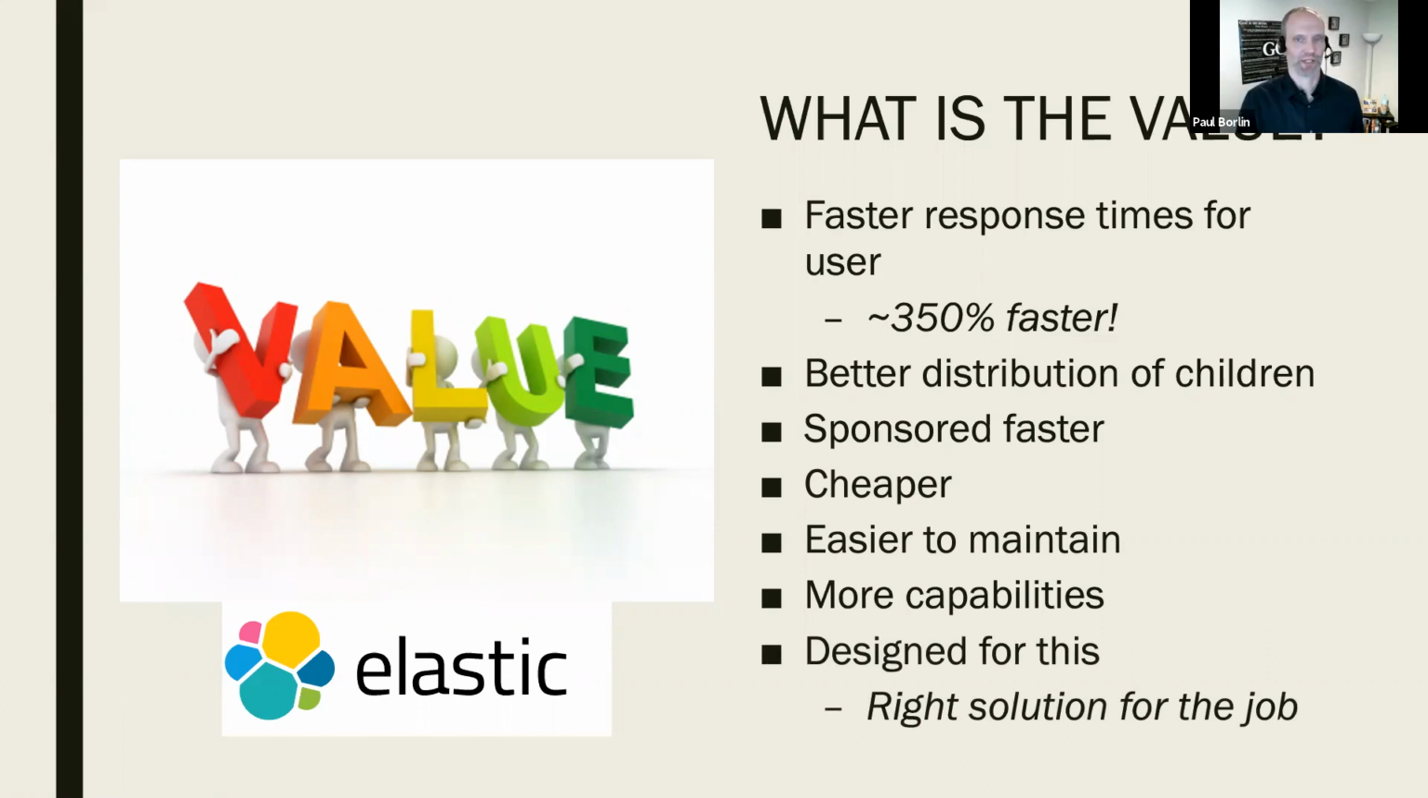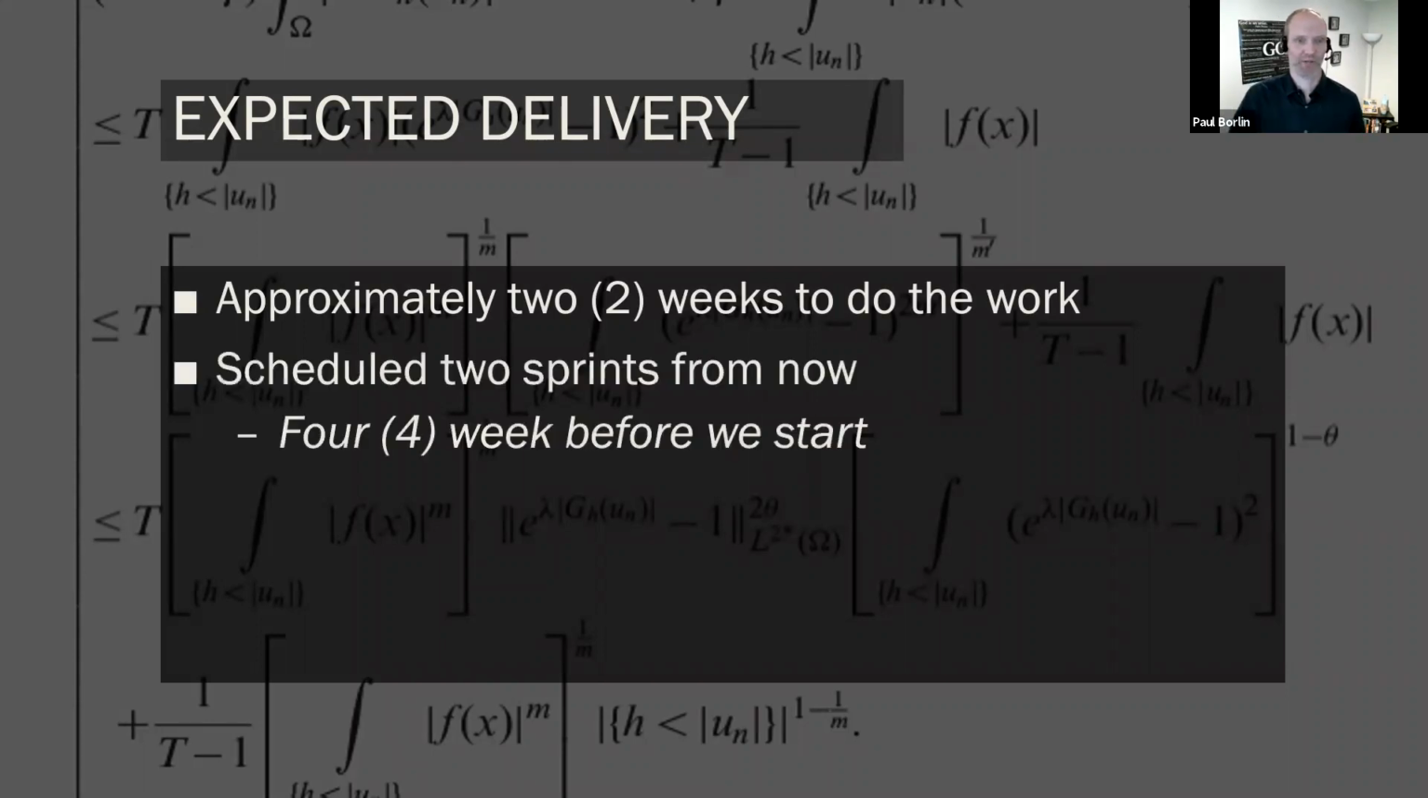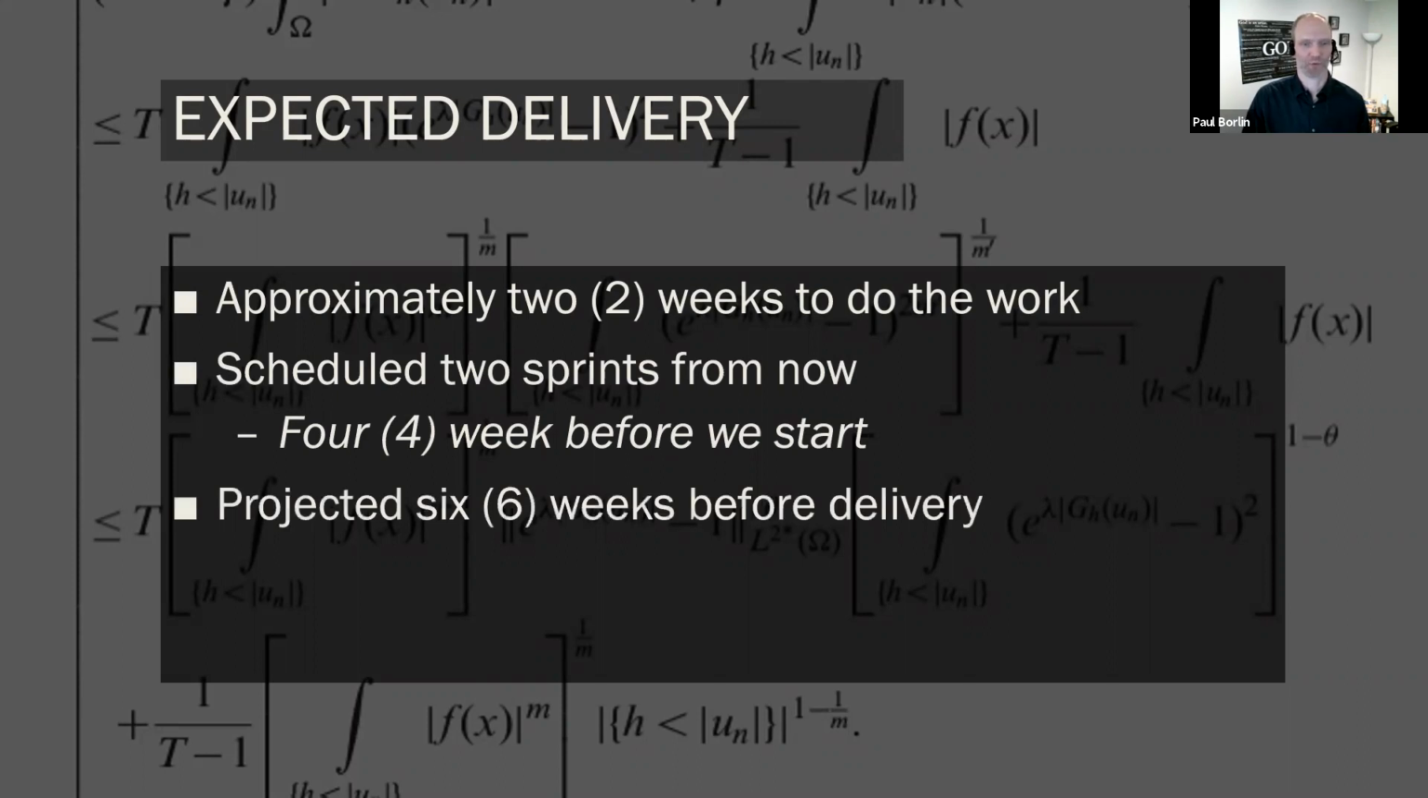Whereas the database is great, it stored the information well, but the Elastic really shines in making the right attributes available to do these types of lookups. We expect to take 2 weeks to actually do the work, but we're scheduled for 2 sprints from now, so it'll be 4 weeks before we start, and we're hoping for 6 weeks before we deliver.